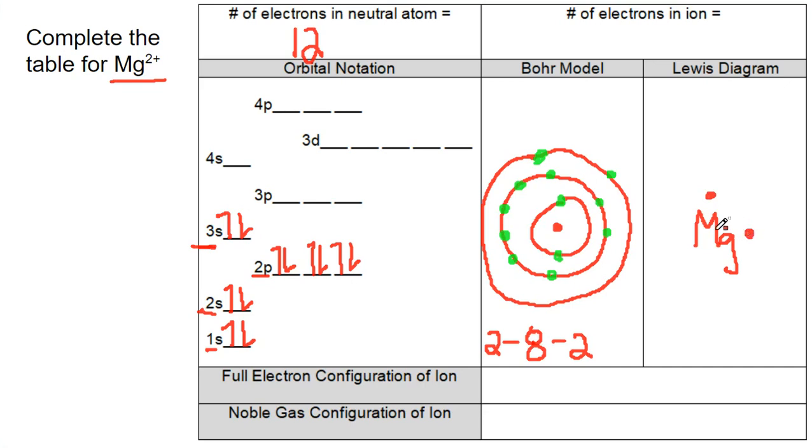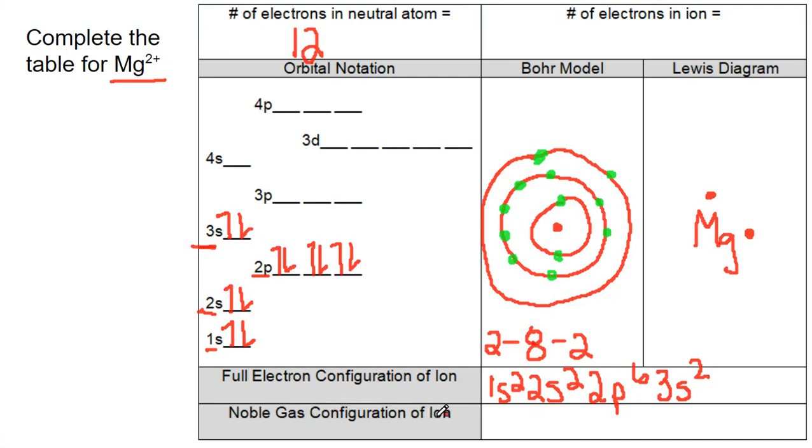Okay, if I were to do the full electron configuration for the magnesium atom, neutral, we would read off the orbital notation diagram. There's 1s2, 2s2, 2p6, and then 3s2.